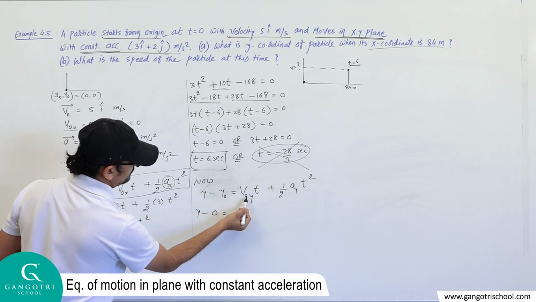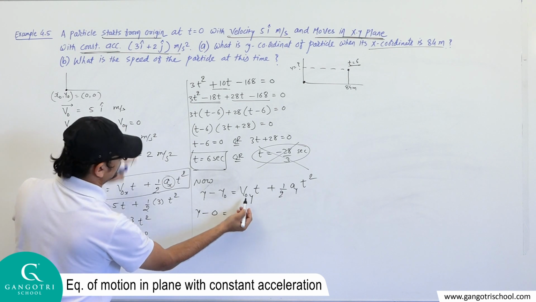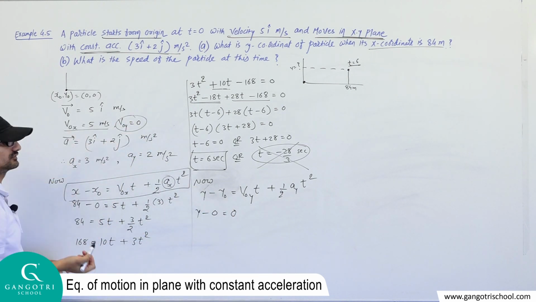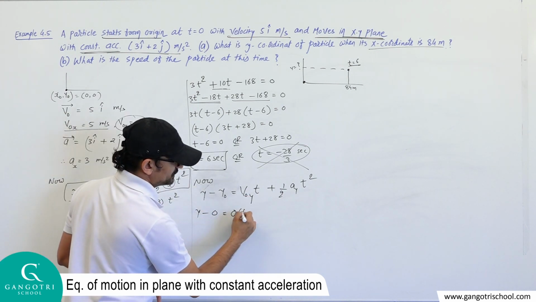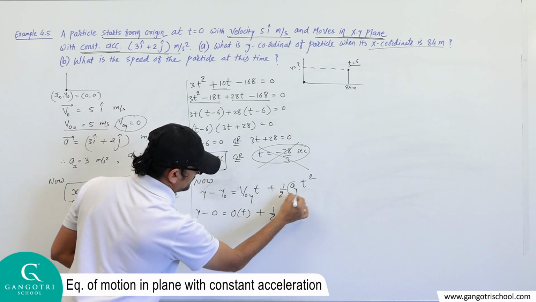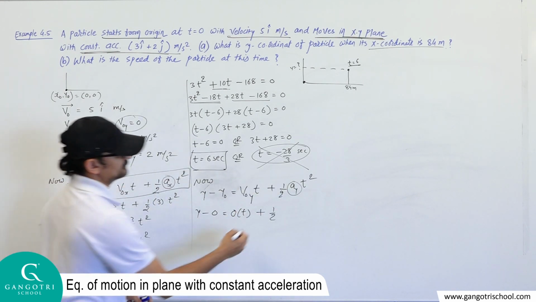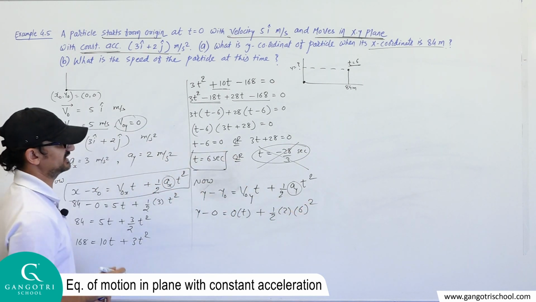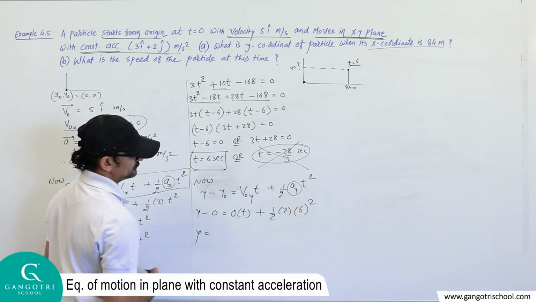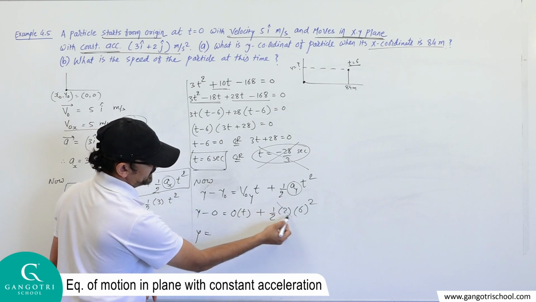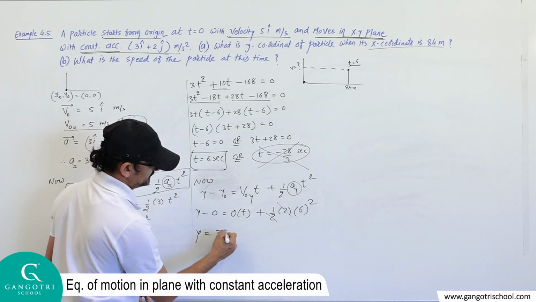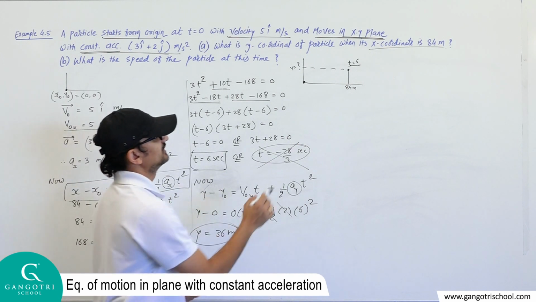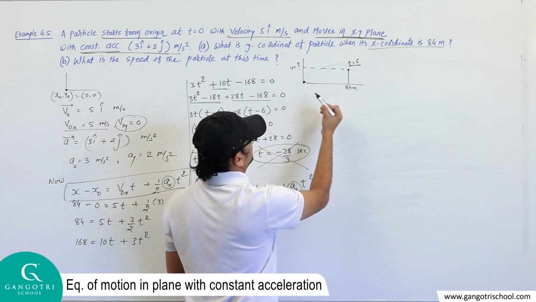Now see here, the y component of initial velocity is 0, so 0 into t is 0, plus 1 half, the y component of acceleration is 2, and the time duration is 6 square. We already got the time, 6 seconds. So y equals, this term is 0, 2 and 2 cancel, 6 square is 36 meters. It means, okay, I'll repeat.